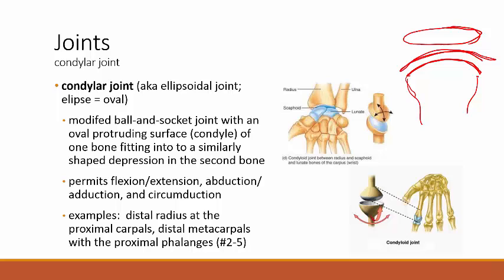flexibility. Not quite completely as flexible as a ball and socket, but you still get a lot of nice movement that way. So you get flexion, extension, abduction, adduction, and even circumduction from a condylar joint. It's not quite as smooth as from a shoulder, but it's still circumduction.